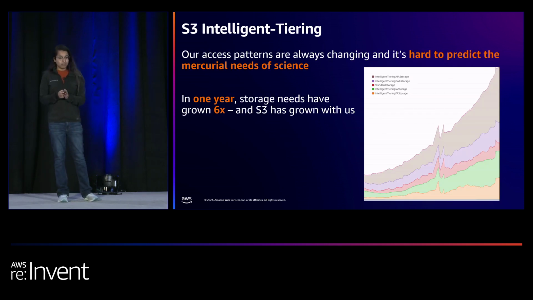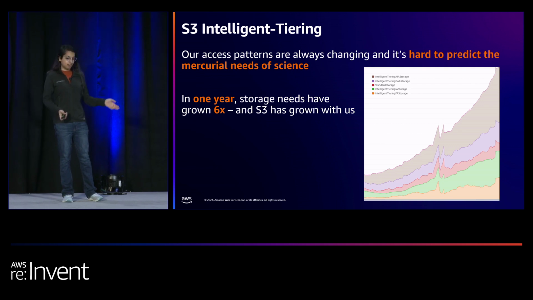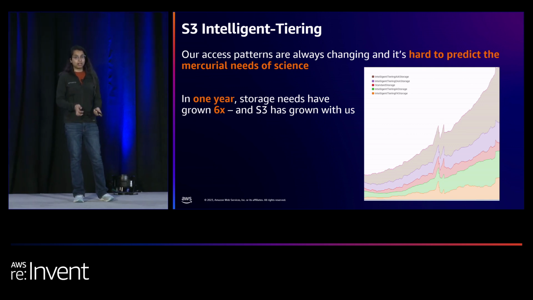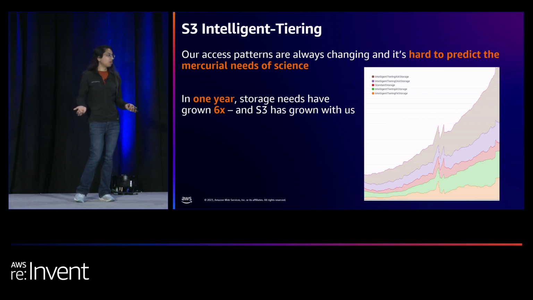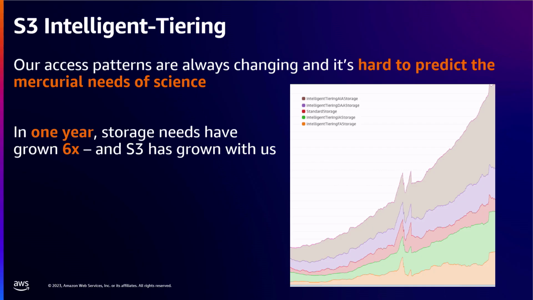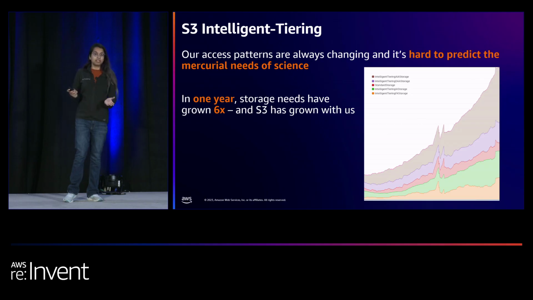We use a lot of S3. In the last year, this is directly from our metrics, our storage needs have grown over 6x, and S3 has grown with us. As you can see from the graph here, a large amount of our data is inside of intelligent tiering, almost all of it, and much of it is inside of these archive access tiers, because a lot of it isn't going to be needed again.